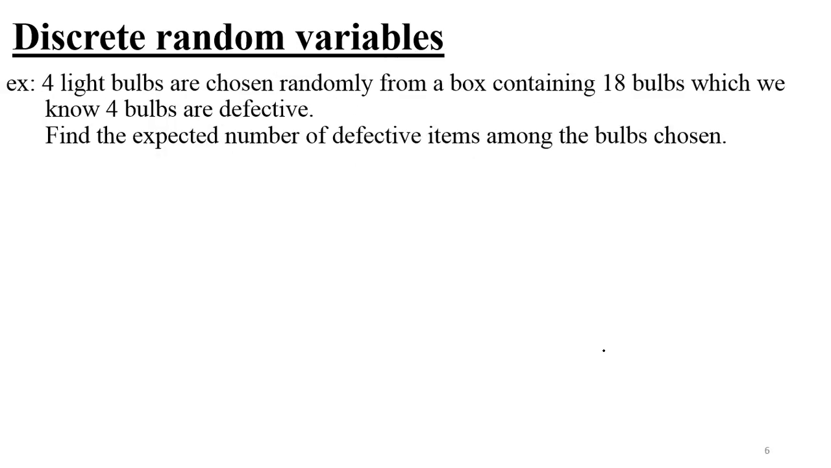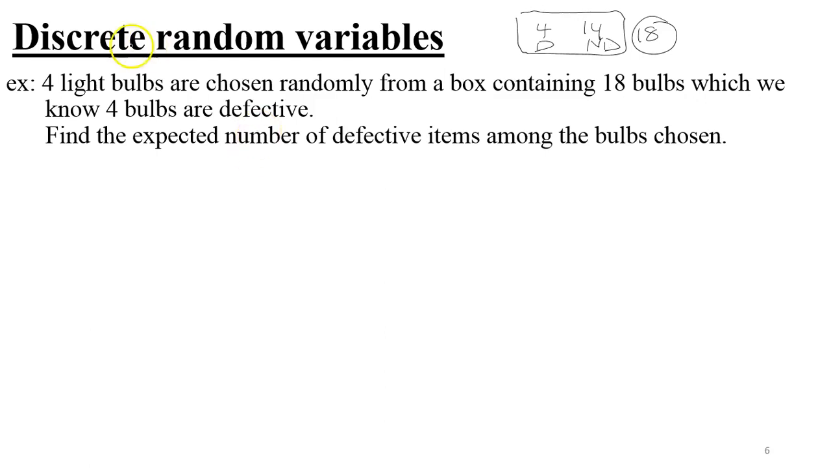Now, if we look at this example, we have 4 light bulbs that are chosen from a box containing 18, which we know that 4 are defective. We have here a box of 18, which we know that 4 are defective and the rest 14 are not defective. So we need to find the expected number of defective items among the bulbs chosen.